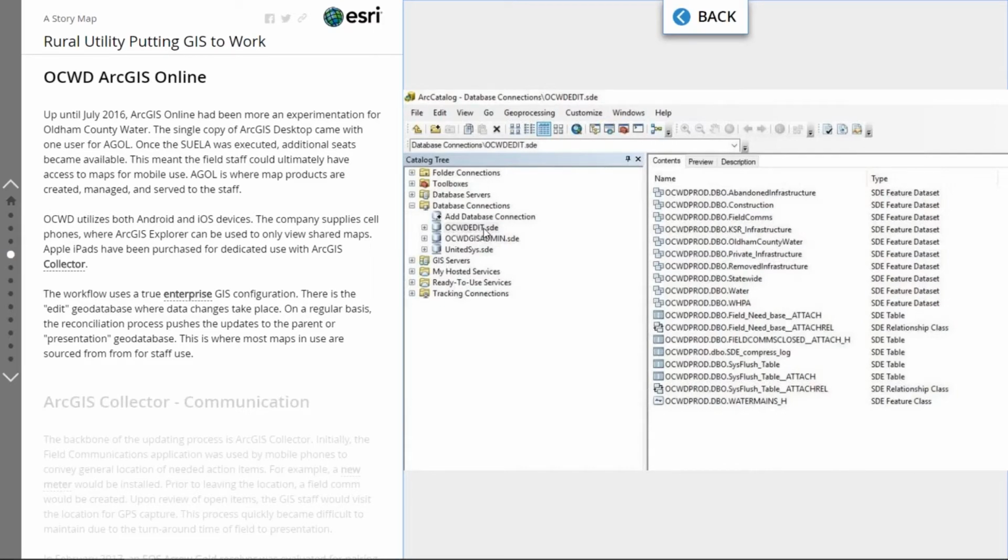But on a regular basis, this information is reconciled to the parent, or what we use as the presentation piece in maps, like for the Explorer side of things. Another benefit of having this in our SDE is that the SQL instance that this resides in also shares space with our customer management system, in this case United.